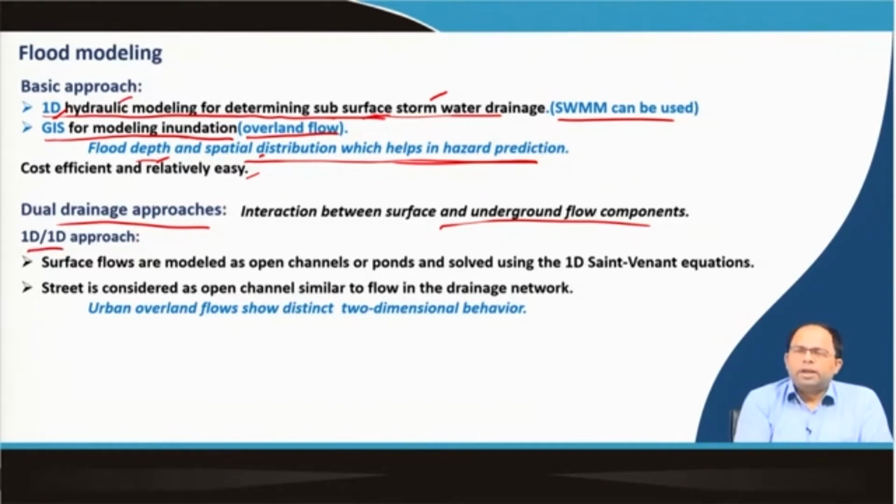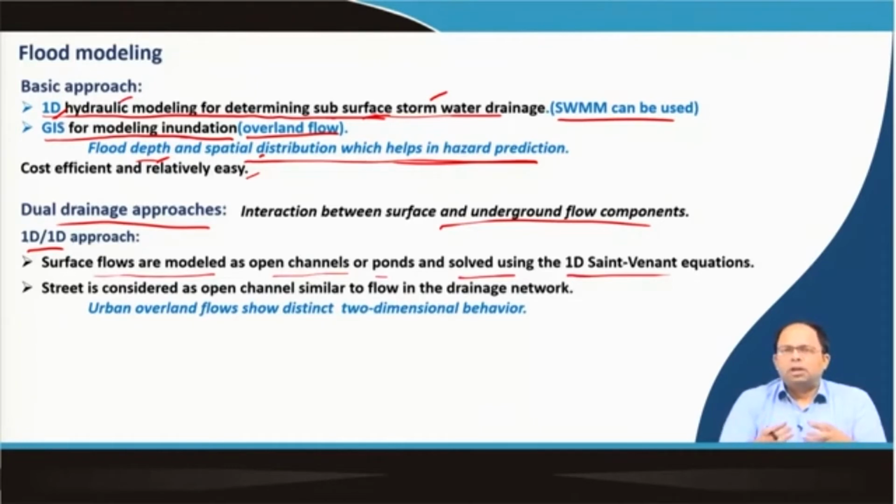So, what happens in the 1D-1D approach? Stormwater flows in the drainage network are modeled using 1D. Similarly, surface flows are modeled as open channels or ponds and solved using the 1D Saint-Venant equations. Over here, we consider that whatever flooding happens at a particular node spreads along the street, that means along that particular drainage channel. So, here also we assume 1D flow, or we use the 1D Saint-Venant equations to solve this. The street is considered as an open channel, similar to the flow in the underground subsurface drainage network.